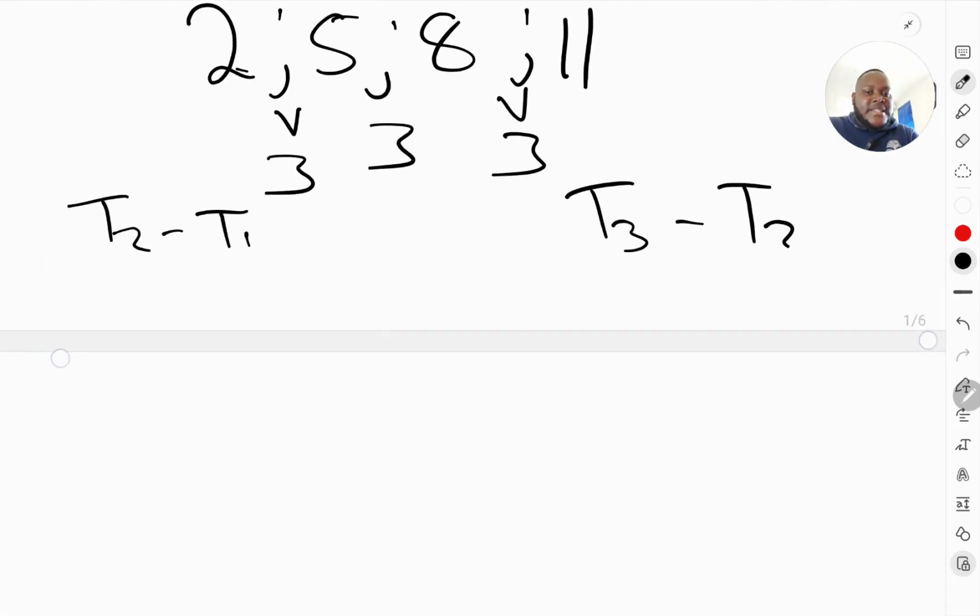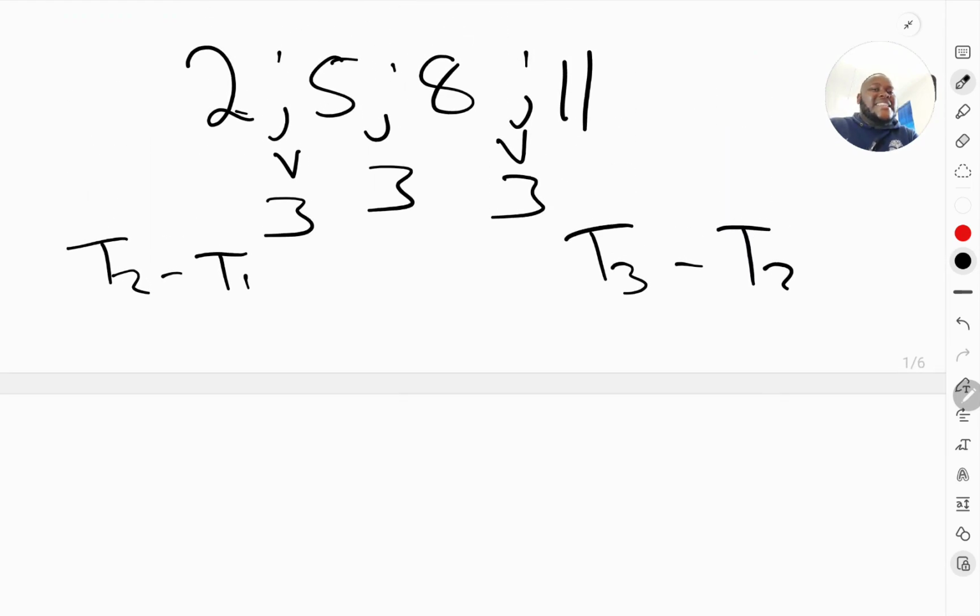So with an arithmetic sequence, the difference is the same throughout. The difference between two consecutive terms is the same throughout. So 5 minus 2, 8 minus 5, 11 minus 8, just like that. So D, what is it? It is 3, which is the common difference between all my terms. A is 2, because it is the first term in my arithmetic sequence.